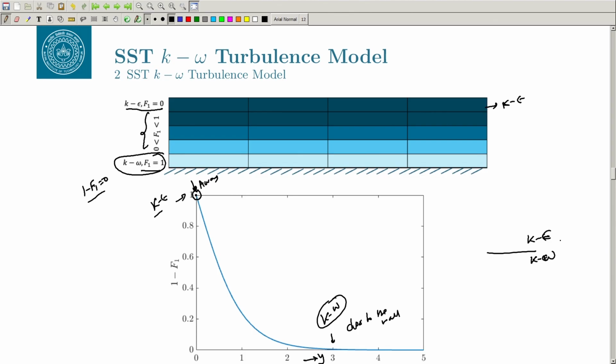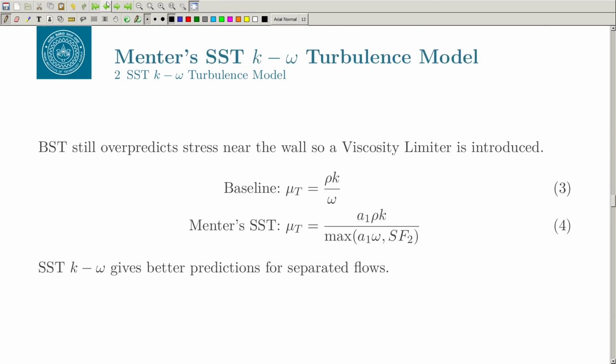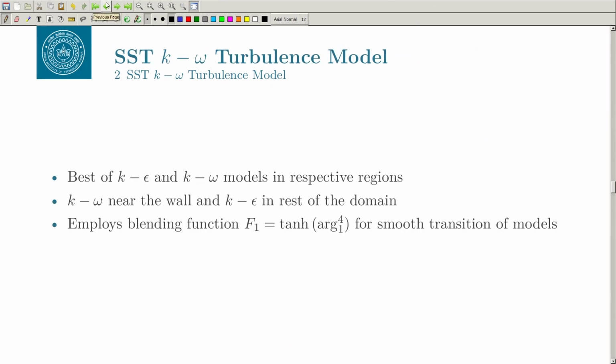Okay. So, in order to avoid that, we will use some kind of blending function, and that is how you will get it. This is basically given as, I think, some kind of tan inverse function. Okay. So, what is the advantage of the SST omega model? You basically use the best properties of the k epsilon and k omega in the respective regions. Okay, this is a very important thing, respective regions.